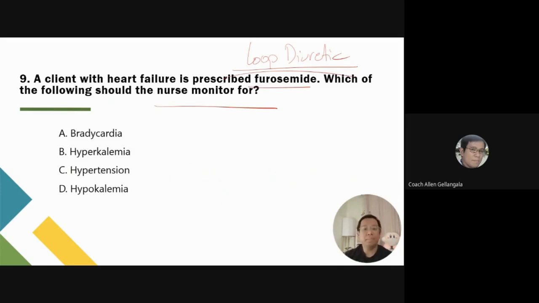resulting in the patient removing more water out of the body. So if it is removing water, the most important thing that we need to watch out for is electrolyte imbalance. And the electrolyte imbalance that is very dangerous here is hypokalemia. Okay, again, hypokalemia could create prolonged QTs.